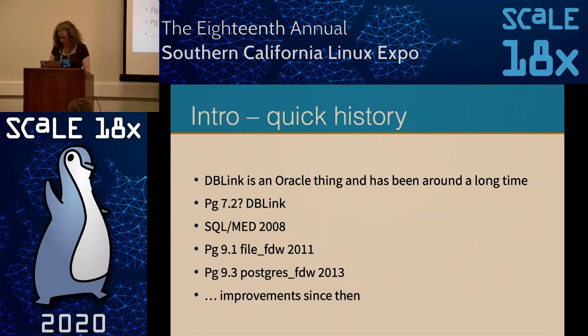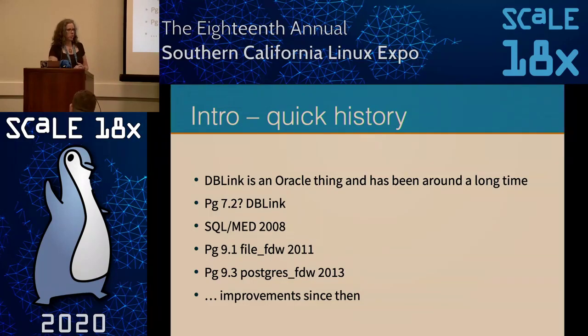Quick little bit of history here. DB-Link is an Oracle thing and has been around for a long time. This talk was originally a talk that I did with a friend of mine, and unfortunately, she could not be here today, and she was kind of the DB-Link person, so I'm not going to talk about that for very long, just kind of gloss over that. But DB-Link has been around for a long time, and I believe Joe committed a Postgres to Postgres DB-Link feature back in 7.2. Okay, somewhere in there, yeah.